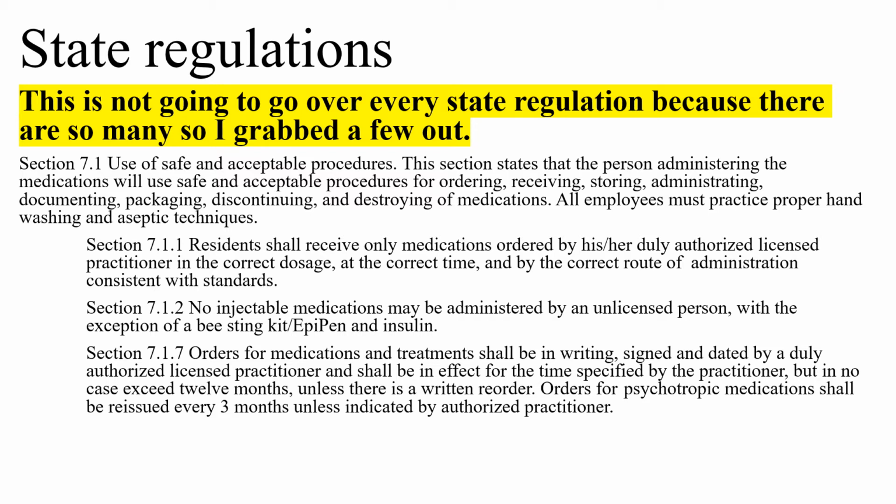Section 7.1.7. Orders of medications and treatments shall be in writing, signed, and dated by a duly authorized licensed practitioner, and shall be in effect for the time specified by the practitioner, but in no case exceed 12 months, unless there is a written reorder. Orders for psychotropic medications shall be reissued every 3 months unless indicated by authorized practitioner.